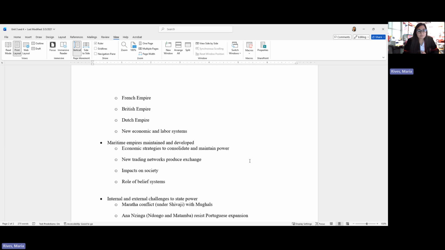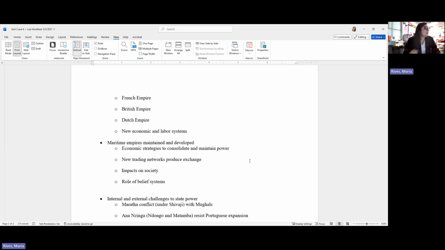Role of belief systems, there's more syncretism. Think Virgin of Guadalupe too. That shows some syncretism or blending between the native practices and the Christian missions, the Catholic missions.